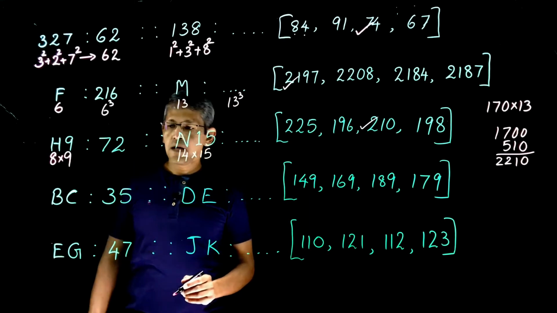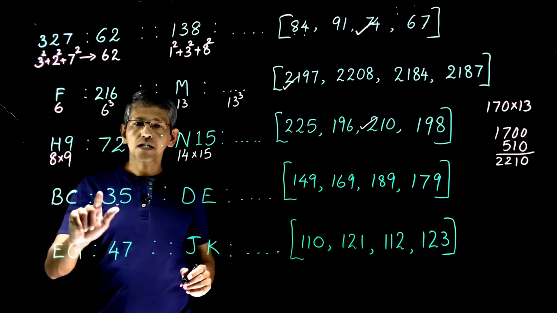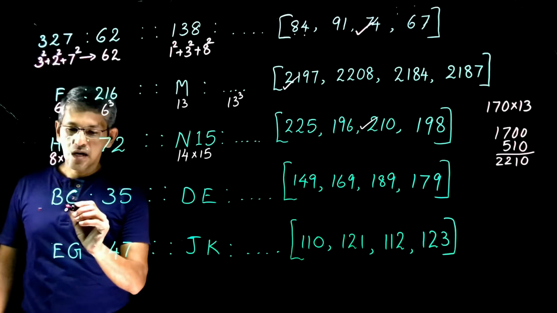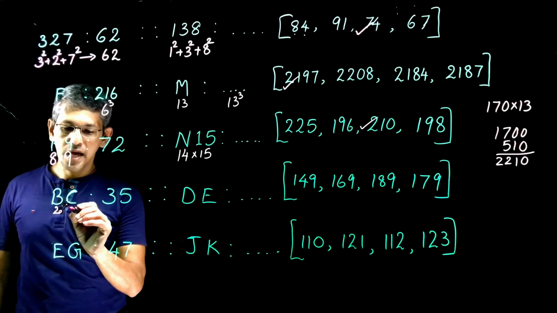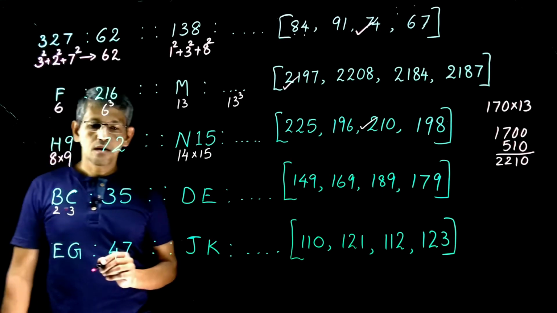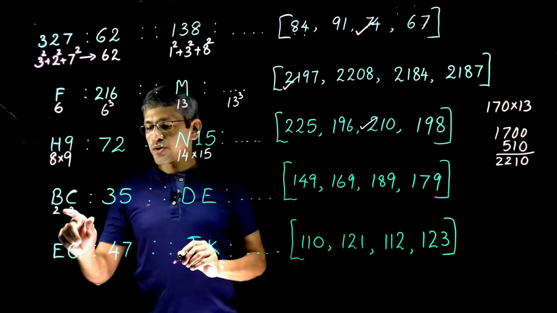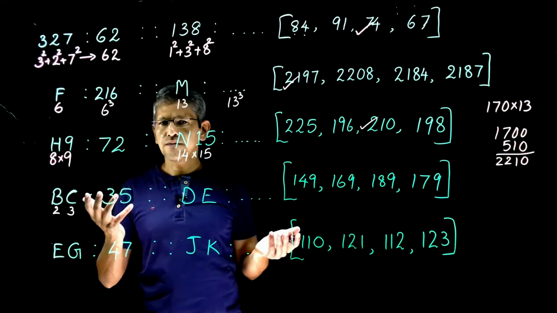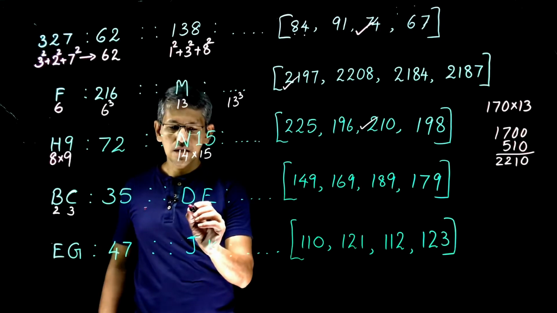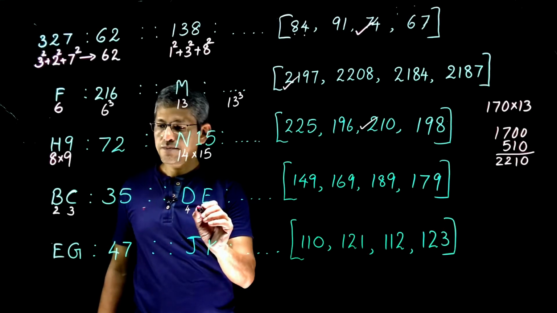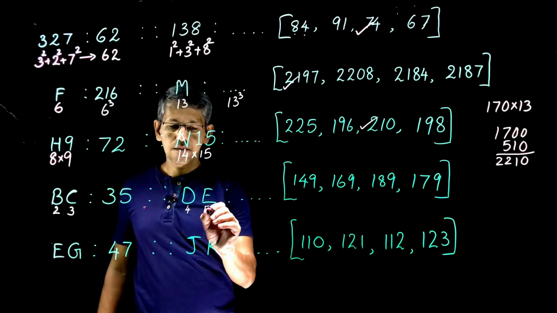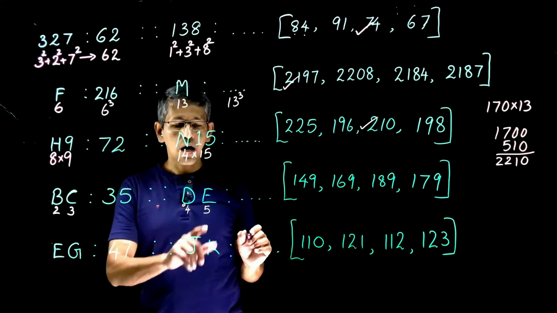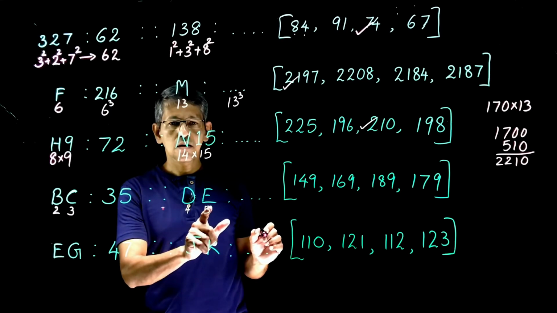Next one is BC. BC is 35. And DE is what? BC, well, the position values are 2 and 3, and 35. So, 2 plus 3 is 5, and this 3 as it is. So, 3 and 5. Well, let's try it here. What is it here? 4 and 5. So 5 plus 4 is 9. So the last digit of the answer could be 9, and the previous digit must be 5.